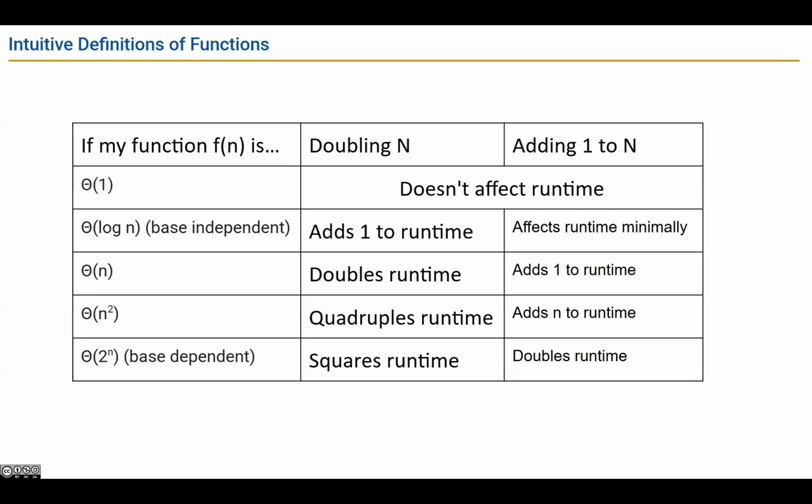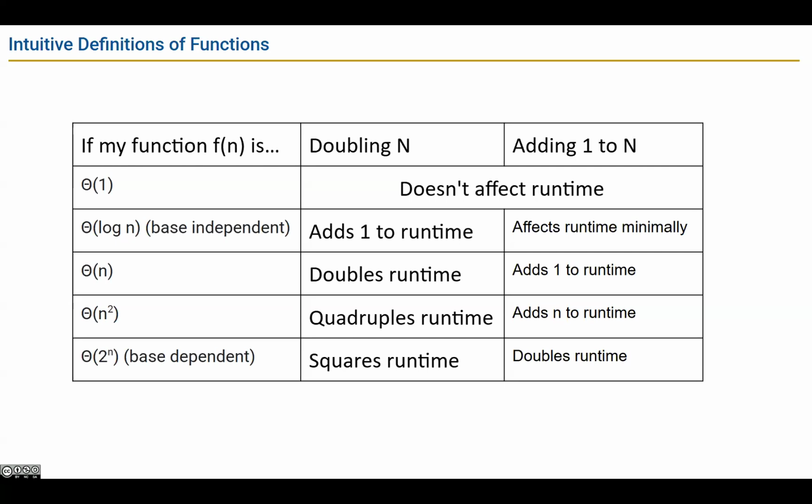Theta n: if you double the size of n, then you double the size of any function that's theta n. If you add 1 to n, you're approximately adding 1 to the function. N squared: if you double n, you approximately quadruple the value of n squared. If you add 1 to n, you approximately increase n squared by an amount of n. If you have something that's theta 2 to the n, doubling n is going to square the runtime. So you go from 1,000 seconds of runtime to 1,000,000 seconds of runtime in the best case scenario. And if you're adding 1 to n, then you approximately double this runtime.